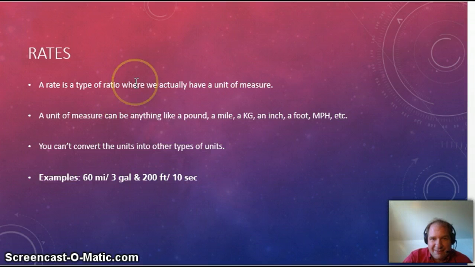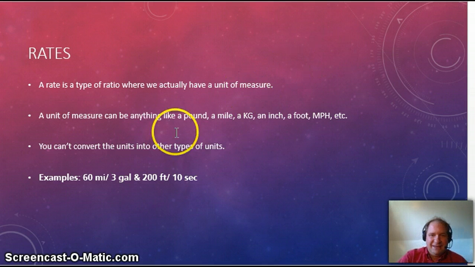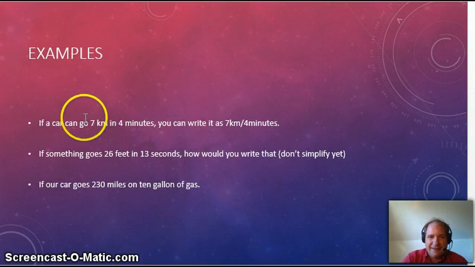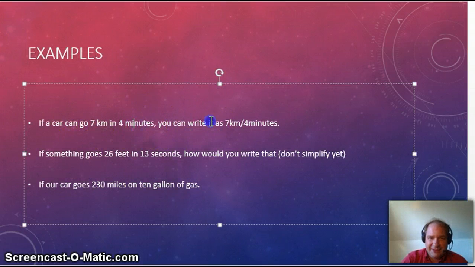So rates, where we actually have a unit of measure. That's something you'll probably see in your conversion lessons in your math class. So 61 miles for every 3 gallons, 200 feet every 10 seconds. We compare one unit of measure to another. A pound, a mile, kilogram, inch, foot. All of those. So if a car can go 7 kilometers in 4 minutes, it's a slow car.